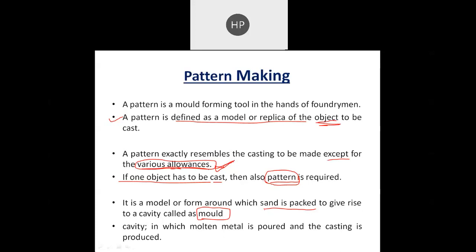The sand is packed all around the pattern, and that combination is called a mold. In that mold we create a hollow cavity. That is the mold cavity, in which molten metal is poured and the casting is produced. So after removing the pattern, we have a mold cavity, in which we pour the molten metal, and then after solidification we can have a casting.